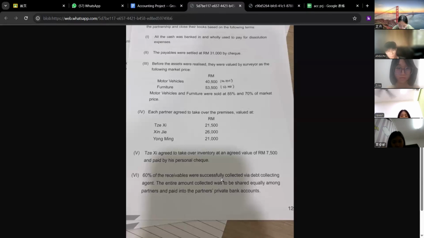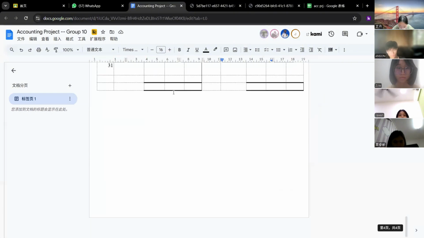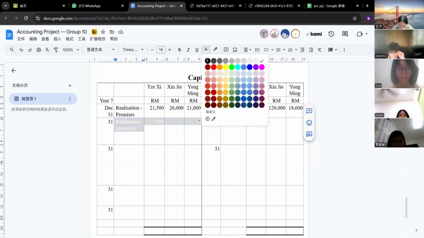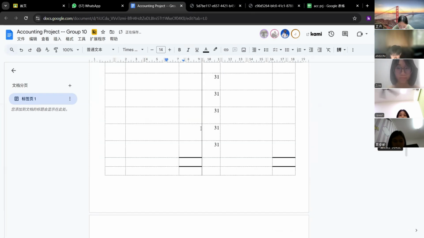Zixi takes over inventory RM 7,500. So put it on capital, debit side. Credit to realization.